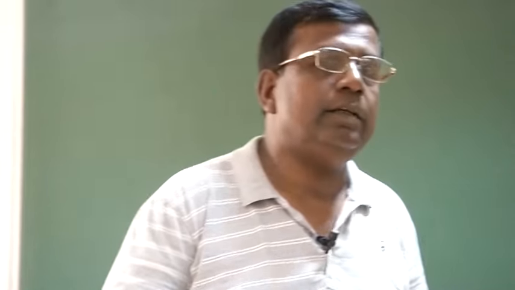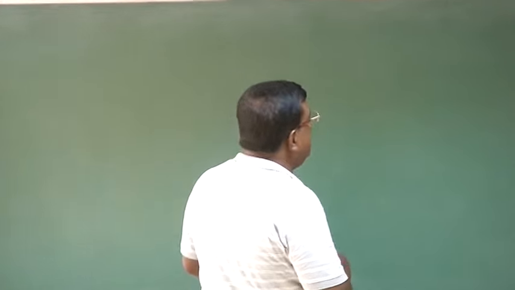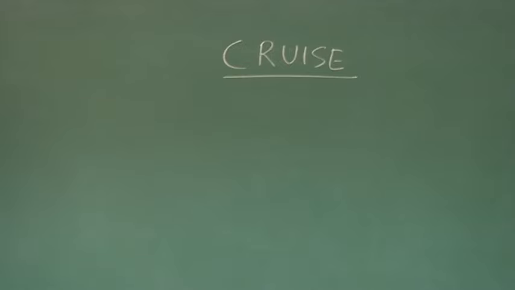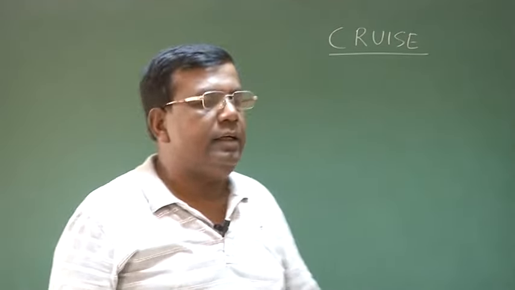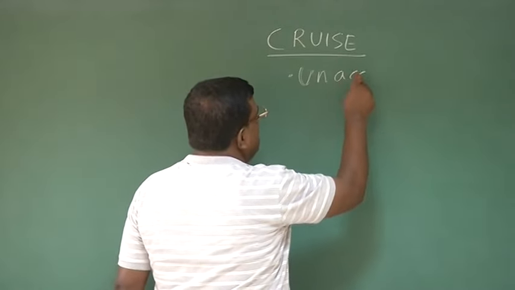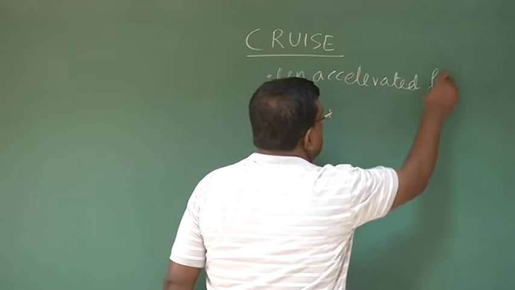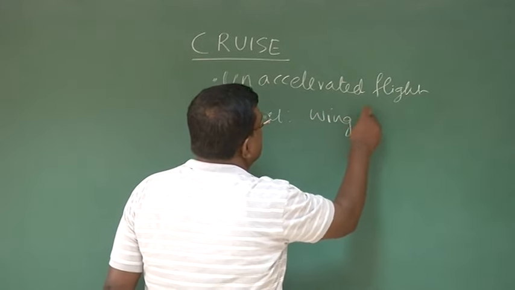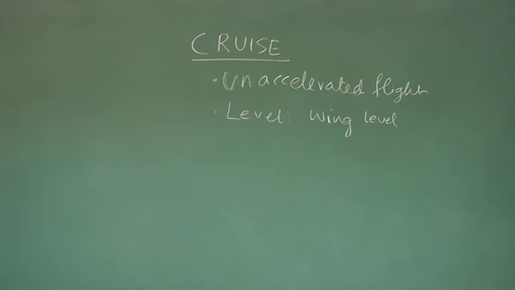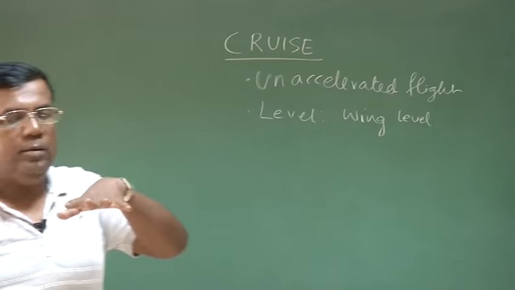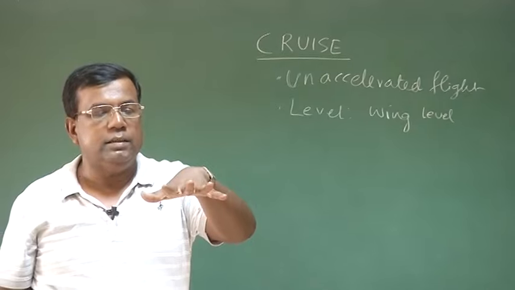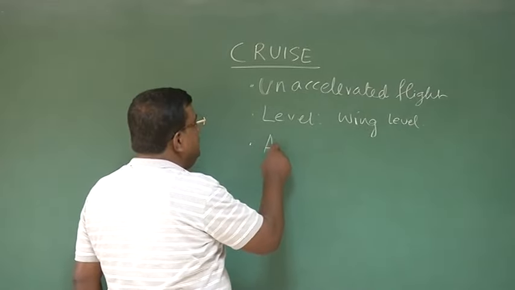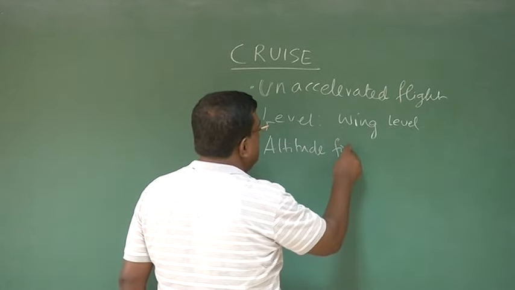Yes, welcome back to this additional session. Let us revise what we have covered so far. We were focusing on cruise flight. And what do you understand by a cruise flight? Cruise is an unaccelerated flight. Number one, unaccelerated flight. And when you say level cruise, level means wings level. If I am doing a cruise, I'm going at constant speed, wings level, not like this, wings level like this. And also, I'm ensuring that there is no change in the altitude. So I say, third point, the altitude remains fixed or constant.